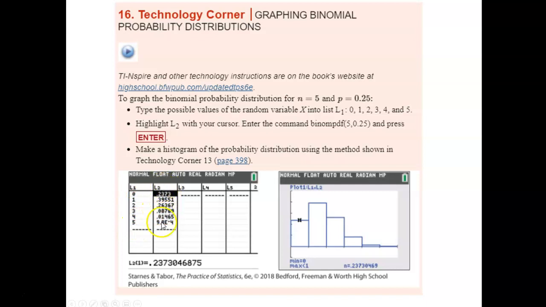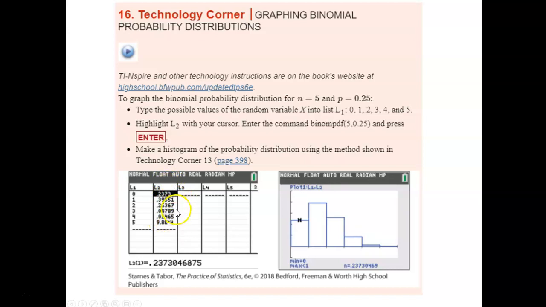And then to get this to fill out, this is what I was talking about earlier. You can paste the distribution values into a list. So you put your cursor up in L2, and while you're hovering in L2, you enter the command binomial pdf 5, comma 0.25, and notice we don't put anything at the end. For the X value, we just leave it blank if you have the paste option. Then when you hit enter, it fills everything in. It gives the whole distribution in order.